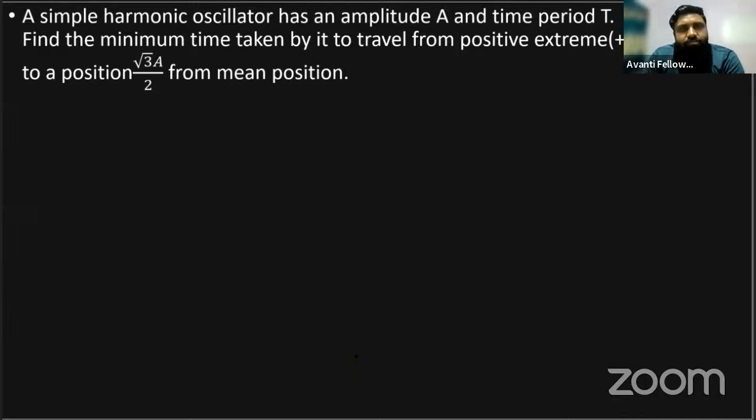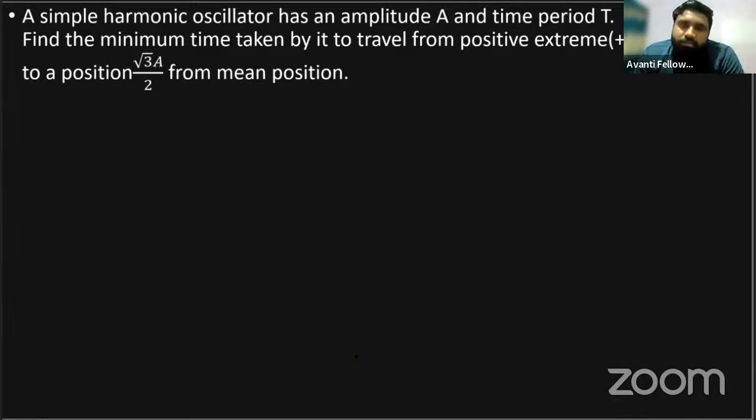So in this question, a simple harmonic oscillator has an amplitude capital A and time period capital T. Find the minimum time taken by it to travel from positive extreme plus A to a position root 3A by 2 from mean position. Let me again read the question.